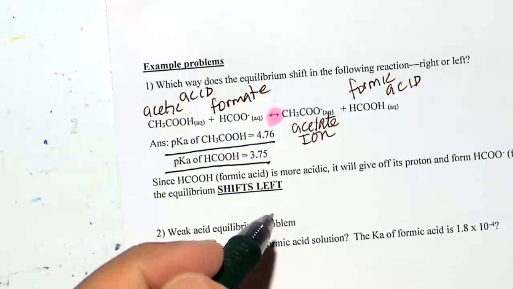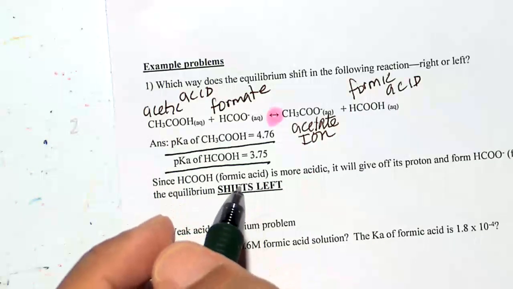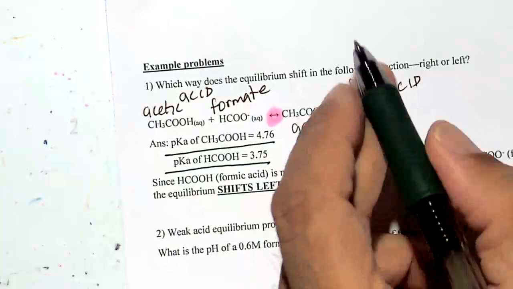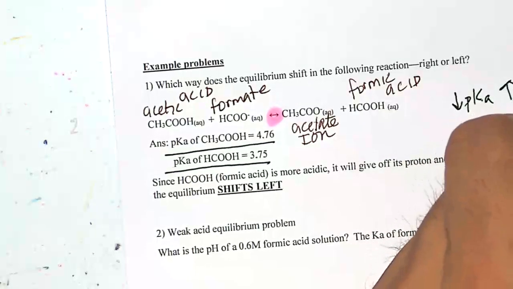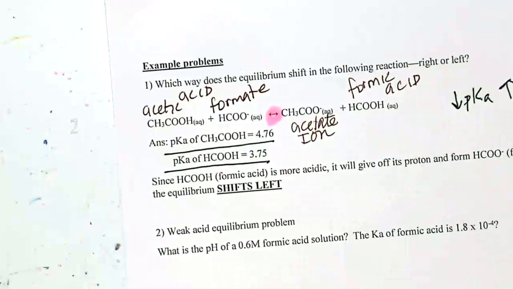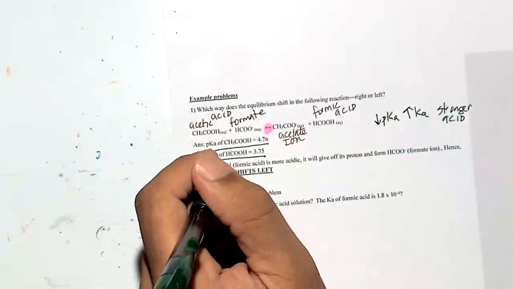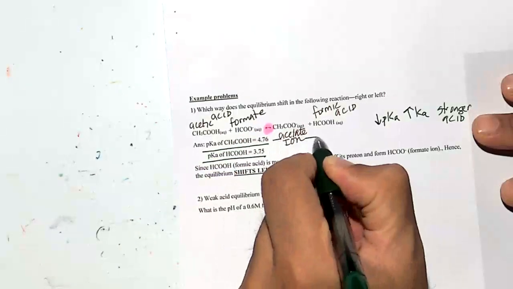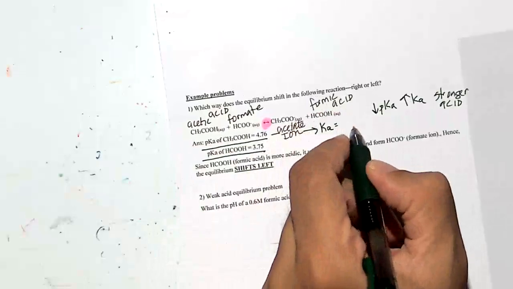So which one is stronger, acetic acid or formic acid? Which is stronger? Acetic acid is stronger. Remember the trend? The lower the pKa, the higher the Ka, which means stronger acid. So that's the trend. By the way, let's calculate the Ka so that you get practice for the test. What is the Ka for acetic acid? We know the pKa, what's the Ka?